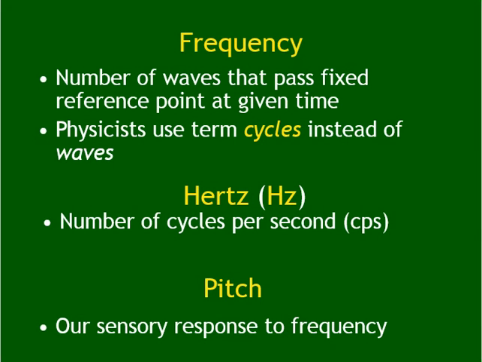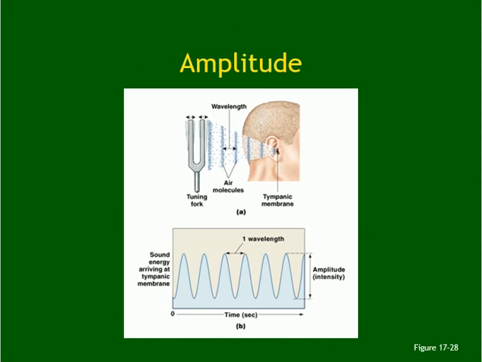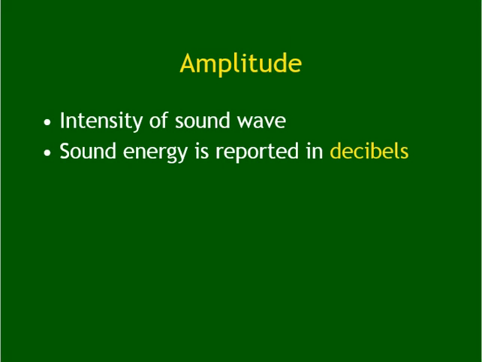Okay? Frequency is the number of waves per given time, and usually you do it per second. Hertz is the number of cycles per second. When you hear about hertz, this is the number of cycles per second. So the frequency can go up, can go down: 5 per second, 2 per second. 5 is a higher frequency than 2, and so on. The pitch, on the other hand, is the sensory response to the frequency. The amplitude is the intensity of the sound wave, and this is measured in decibels. So frequency is measured in hertz. Amplitude is measured in decibels.